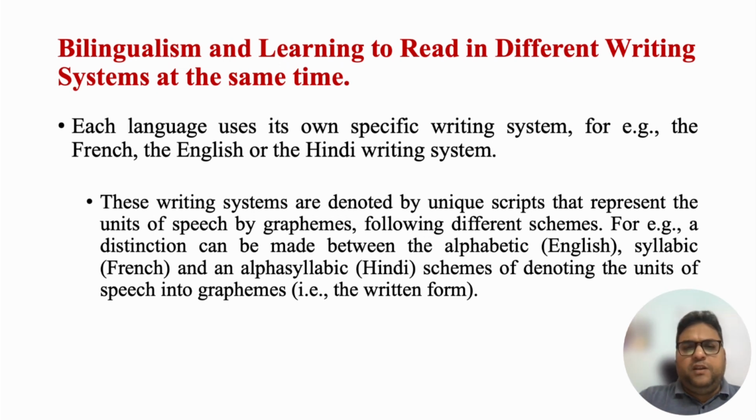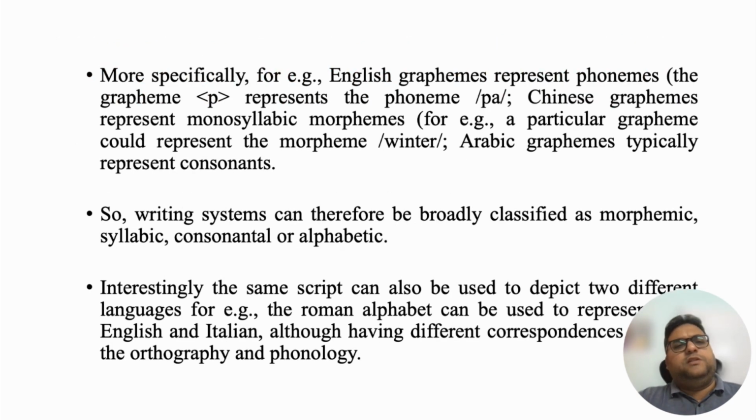Now, going into a bit more detail, English graphemes, as I was saying, represent phonemes. Chinese graphemes, interestingly, represent monosyllabic morphemes. So you can see that different writing systems chalk out the speech in different ways, and therefore these writing systems can be classified as morphemic, syllabic, consonantal. For example, Arabic graphemes typically represent consonants, and vowels are not marked in the script, and people have to know them at least in later stages of reading.